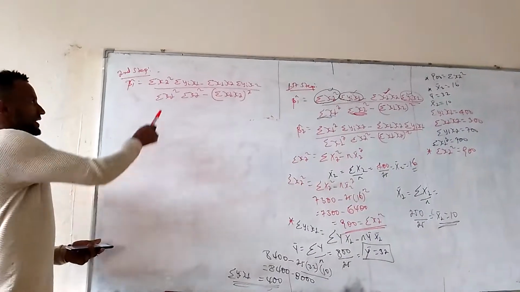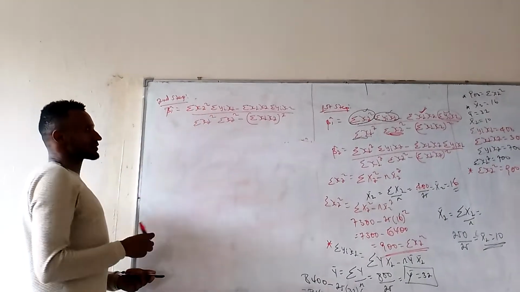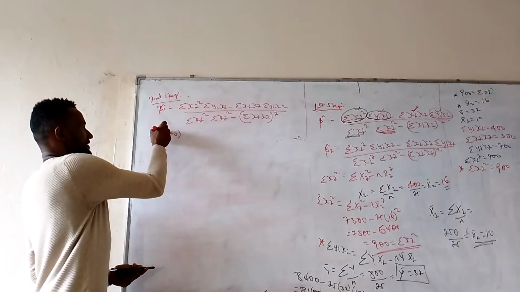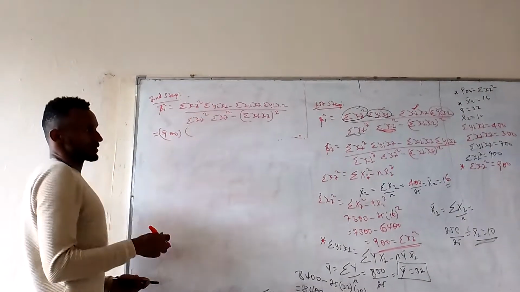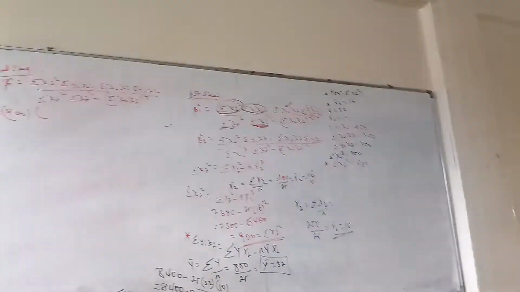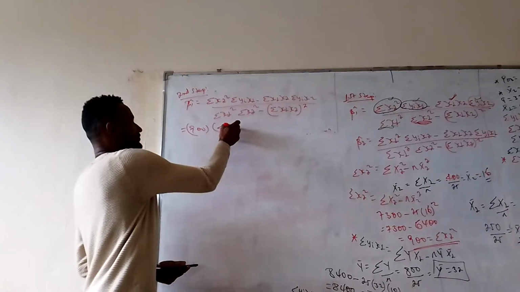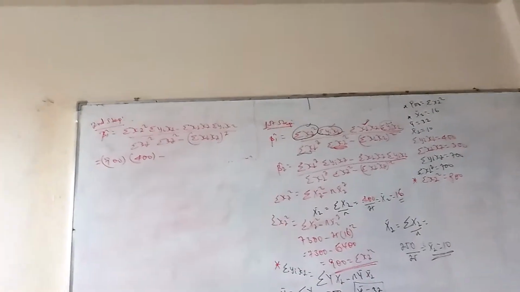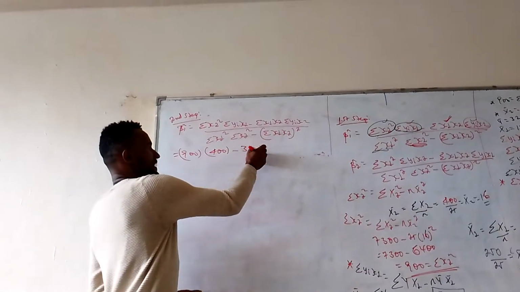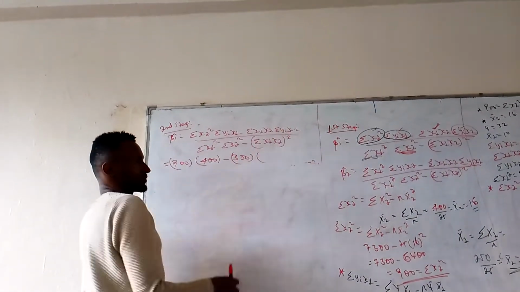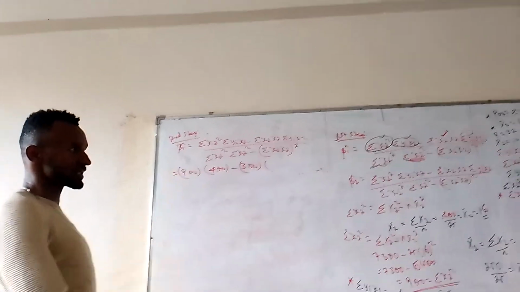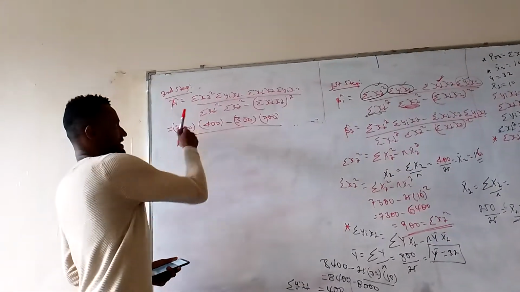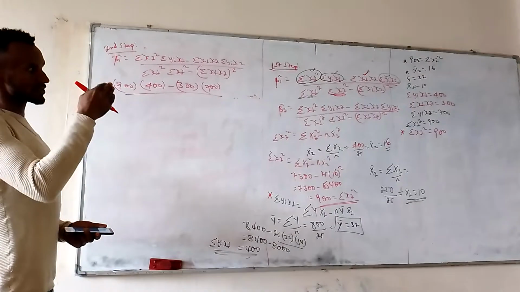So look, what is the value of the summation of x2 the whole square from our documentation? 900. 900 times the summation of yi x1, which is 400, minus the summation of x1 x2, which is 300, times the summation of yi x2. The summation of yi x2 from our sample data is 700, then divided by the summation of x1 the whole square.